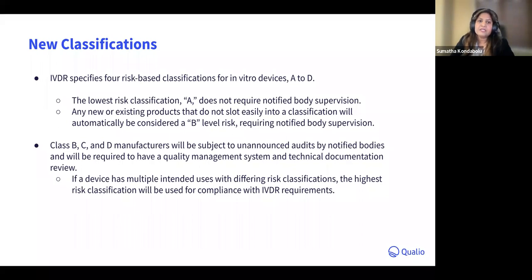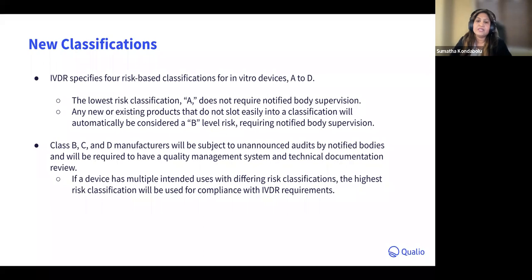And will be required to have a quality management system and technical documentation reviewed. So this is a key important point that you need to focus on. If a device has multiple intended uses, that means with different risk classifications, the highest risk classification will be used for compliance with the IVDR requirements. So this is all regarding the new classification.